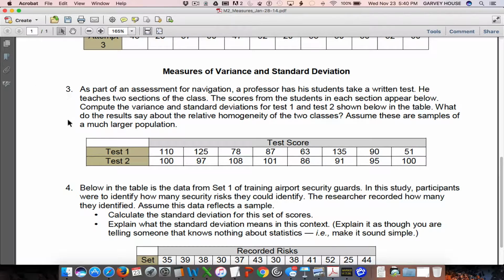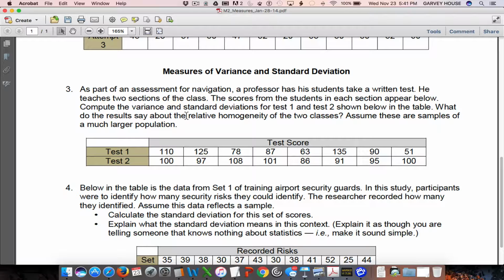In problem 3, you're going to compute the variance and standard deviation for test 1 and for test 2. The question asks about the relative homogeneity of the two classes. So homogeneity in this context means how similar the scores are. So relative to each other, which group of scores have the highest degree of similarity?